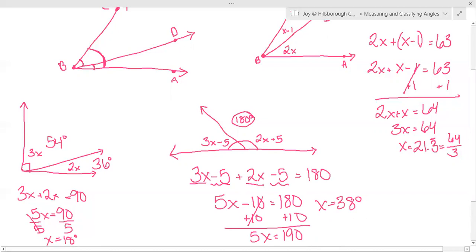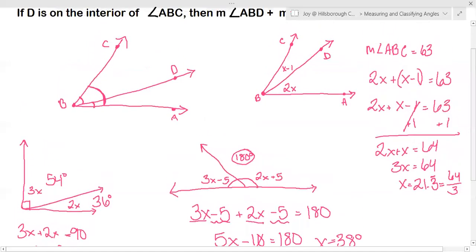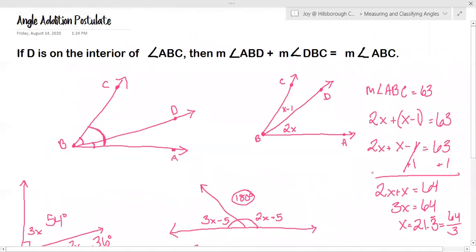Alrighty, so that is our angle addition postulate. It is just like the segment addition postulate. We use this postulate and our knowledge of algebra to solve for missing angles or missing variables and all of that good stuff.